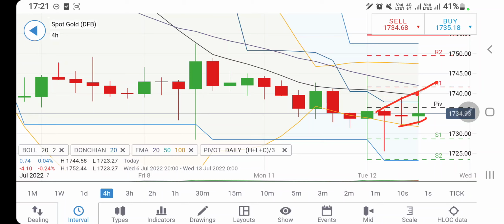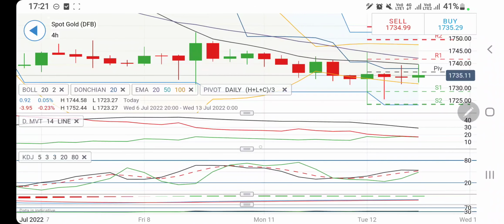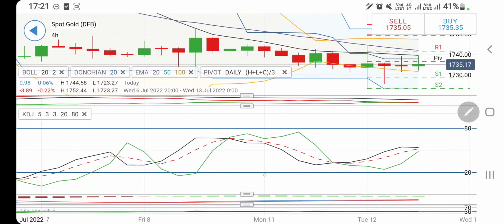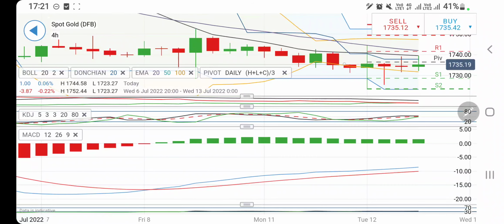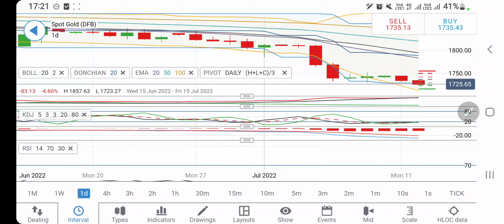1740, 1742 zone should provide a stronger resistance. Once it goes past it, we can expect 1745, 1750 levels as the next target. It can try to give you a breakout. Directional movement is trading parallel without any deviation. Stochastic is trying to converge, crossover. The MACD is running parallel. RSI is near the bottom. It is trying to come out of the oversold levels.